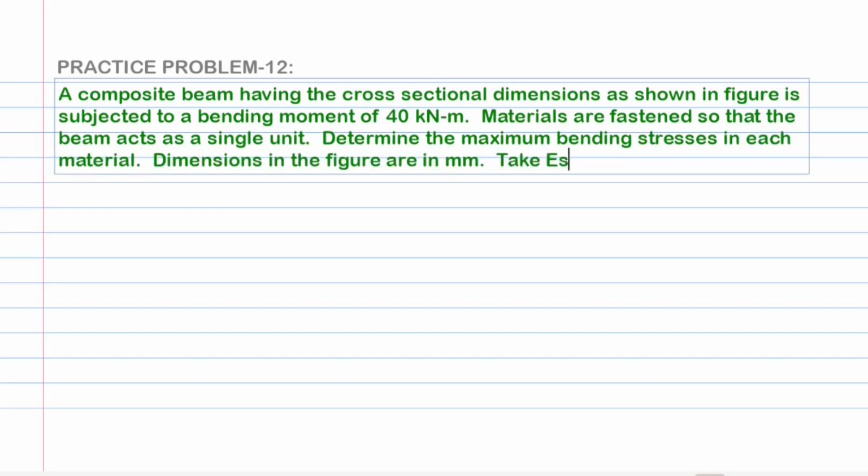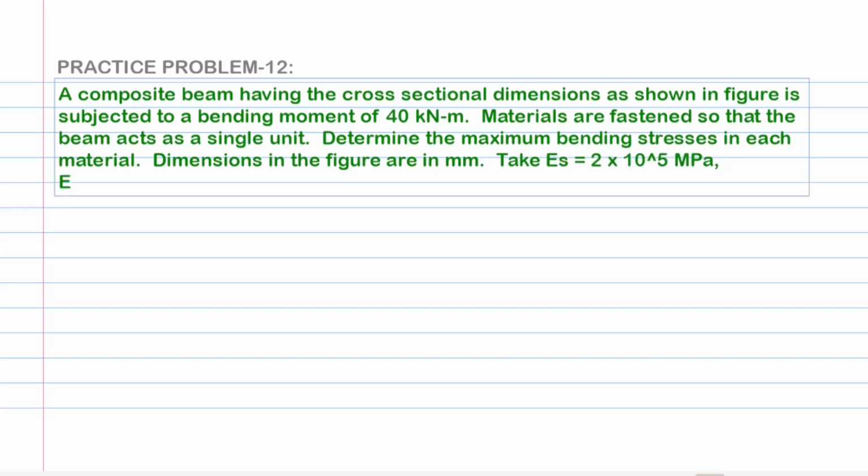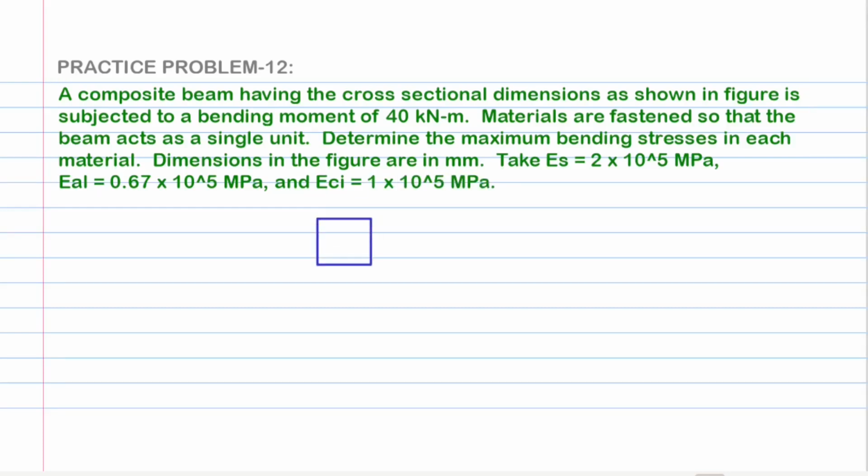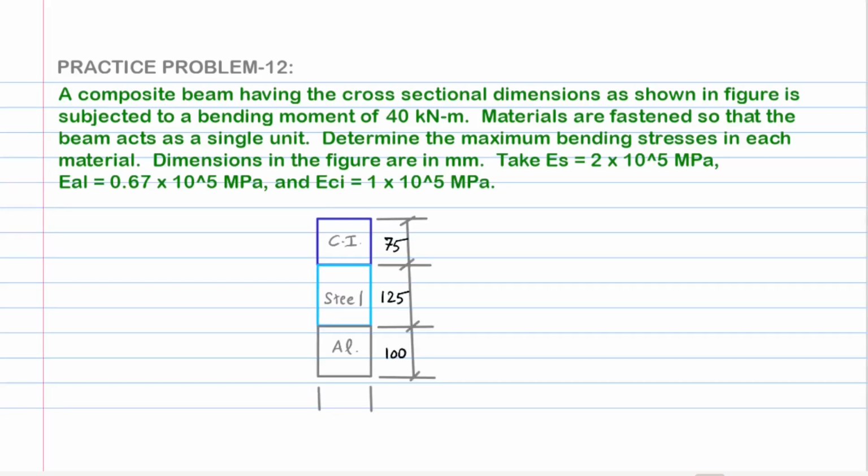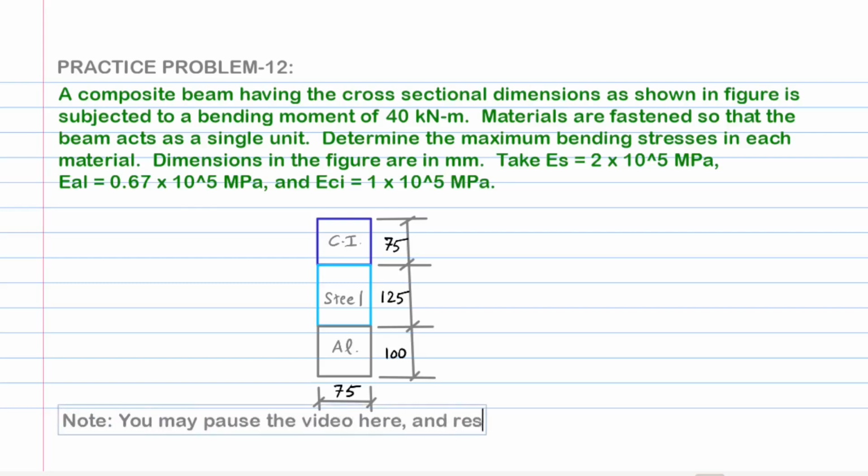Take Young's modulus for steel equal to 2 times 10 to the power of 5 megapascals, Young's modulus for aluminium equal to 0.67 times 10 to the power of 5 megapascals, and Young's modulus for cast iron equal to 1 times 10 to the power of 5 megapascals. The given beam is drawn here for reference. You may again pause the video at this stage and resume when the solution is ready for checking purposes.